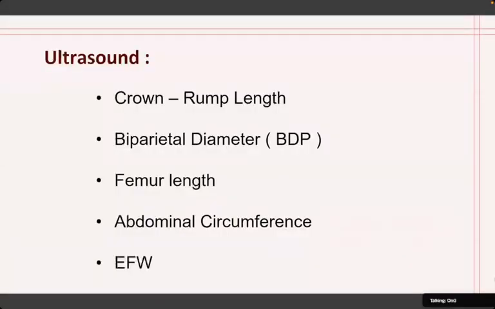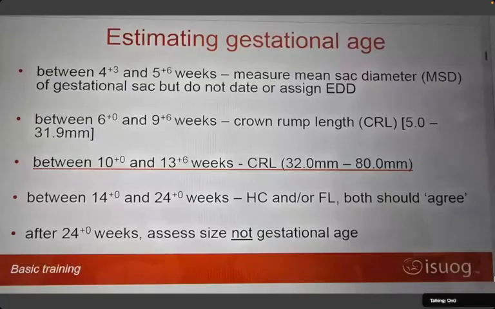So when we use ultrasound investigation, we generally look at the crown rump length, the biparietal diameter, femur length, abdominal circumference, and the estimated fetal weight is then estimated. Between weeks 4 and 5, we measure the mean sac diameter, but it's not used to assign a gestational age or estimated date of delivery for the pregnancy. We then use the crown rump length to assess and assign a gestational age and the estimated date. This measurement is used until 13 weeks and 6 days, where we have a measurement that does not exceed 84 millimeters. Hereafter, biometry is used for further fetal assessment.